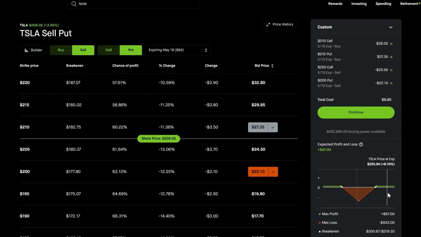So be careful when you use iron condors and straddles, but I think this is a fantastic position for taking advantage of volatility.